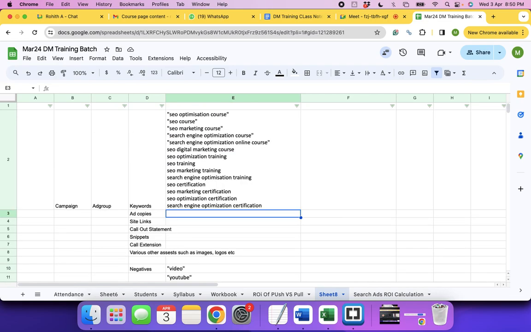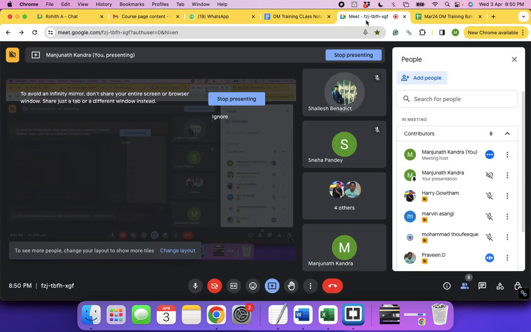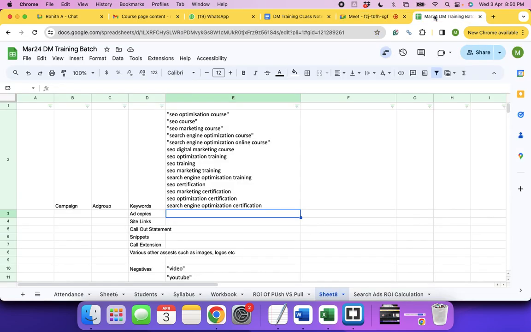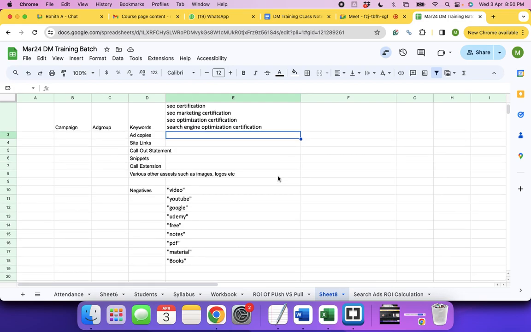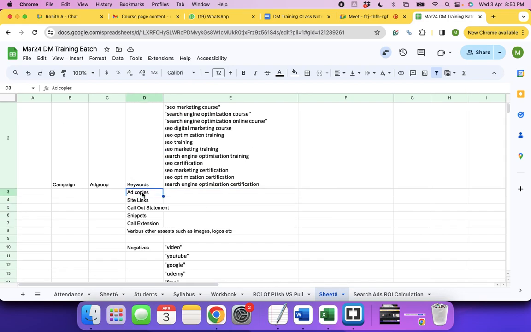Okay, but up to here it's clear, right, guys? Everybody? Yes. How to pick the keyword for your campaign, you all are clear about it, right? Yes, sir. Okay, so ad copies writing will take time, so we'll do these things directly while launching the campaign. So the main thing for us is these things.